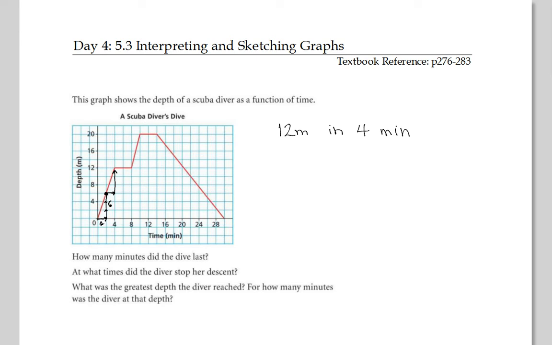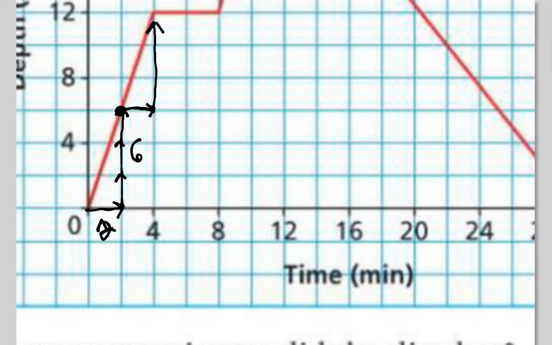So how far could you go in 2 minutes? Divide both of these by 2, and you go 6 meters in 2 minutes. So I screwed up right here. This is a 2. It's one unit over on the graph, but each unit over represents 2. You guys see how 1 increment is worth 2? 2, 4, 6, 8. Okay, so in 2 minutes, he was able to travel 6 meters.